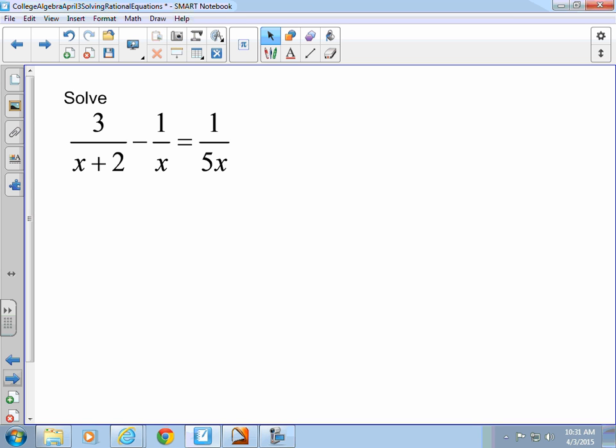All right. So, what does the very far left-hand fraction need? 5 and an x. Does everyone agree? What is the middle fraction need? X plus 2.